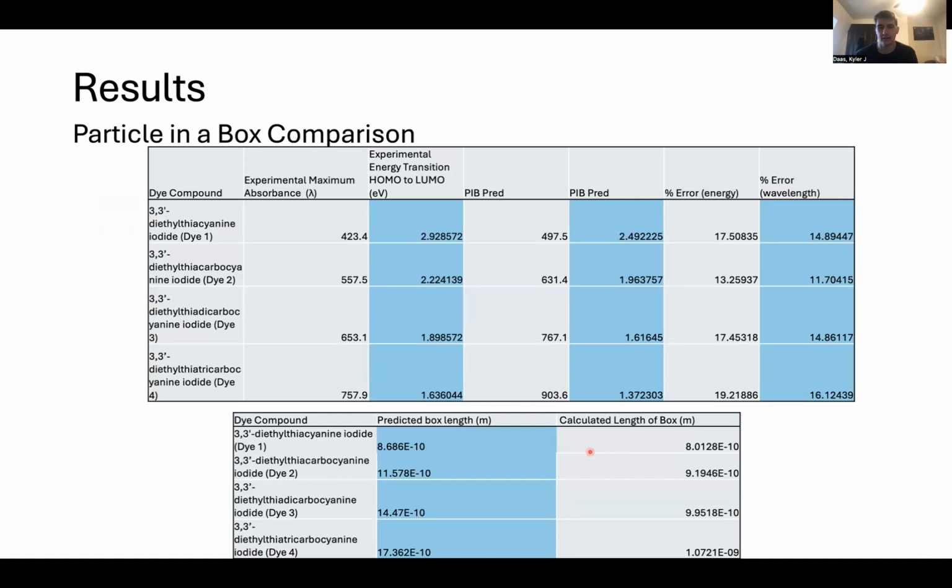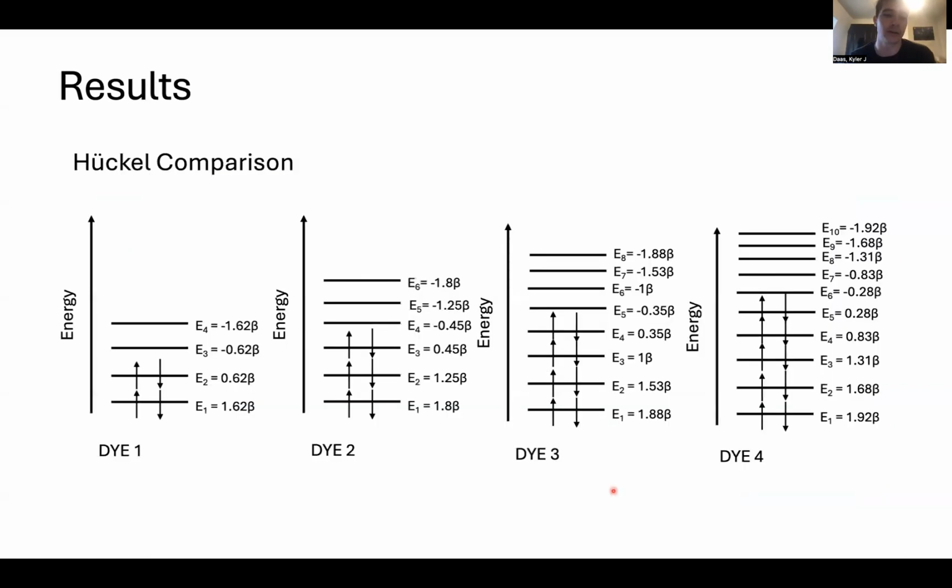Here's the calculated length of the box based off our experimental method. We find that as the length of the box gets longer, the predicted length gets worse. This is most likely due to the fact that as the molecule gets bigger, there's more interactions that are causing bonds to stretch or compress. And that's why we see this difference in calculated length of the box as we get into the larger molecules.